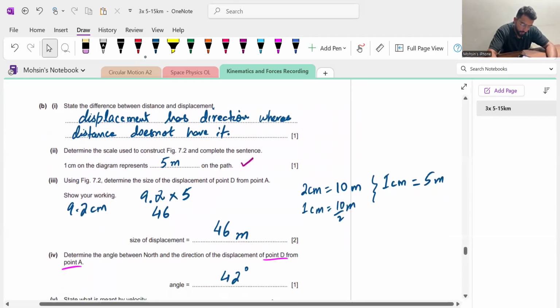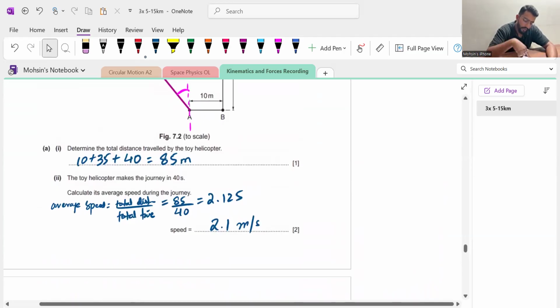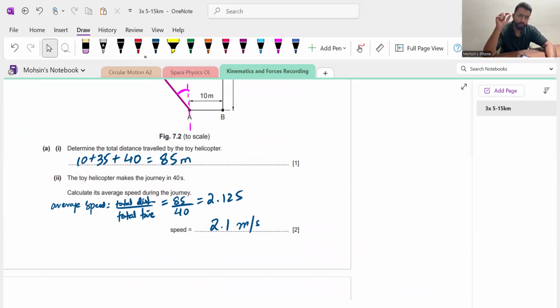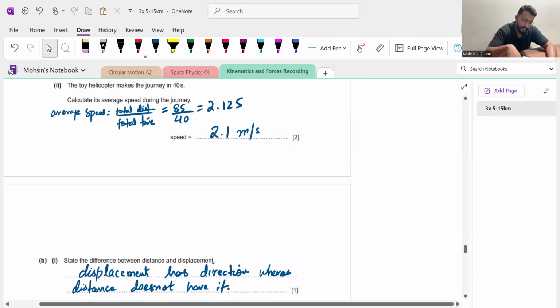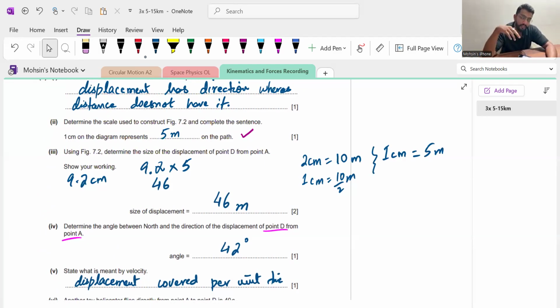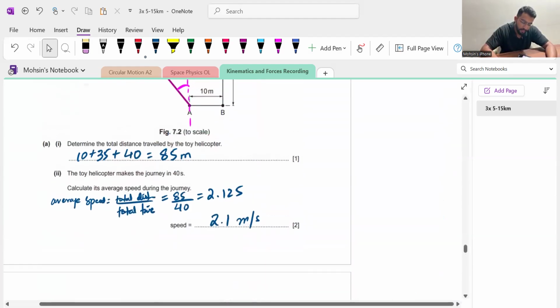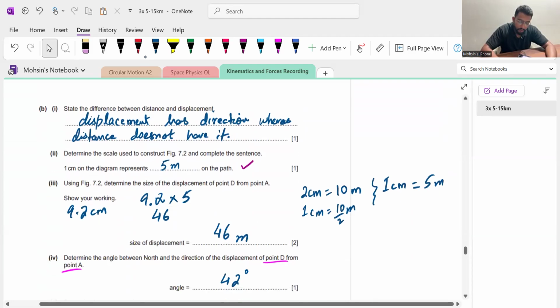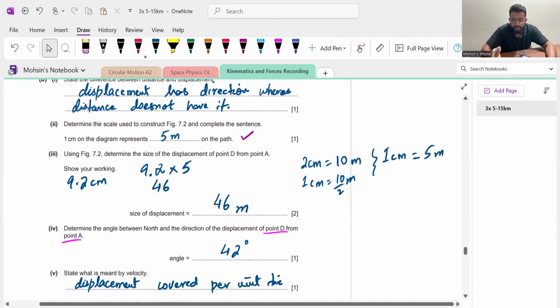Because in A part 2, we calculated the average speed by putting the total distance, but we know for velocity we have to put displacement, which is shorter, and I have calculated here it is 46 meter. If displacement is less and the time is same, obviously less displacement at the same time will give me a smaller answer, because initially we did 85 over 40, but now I have to do 46 over 40. Obviously I will get the lower answer, so the velocity will be less.